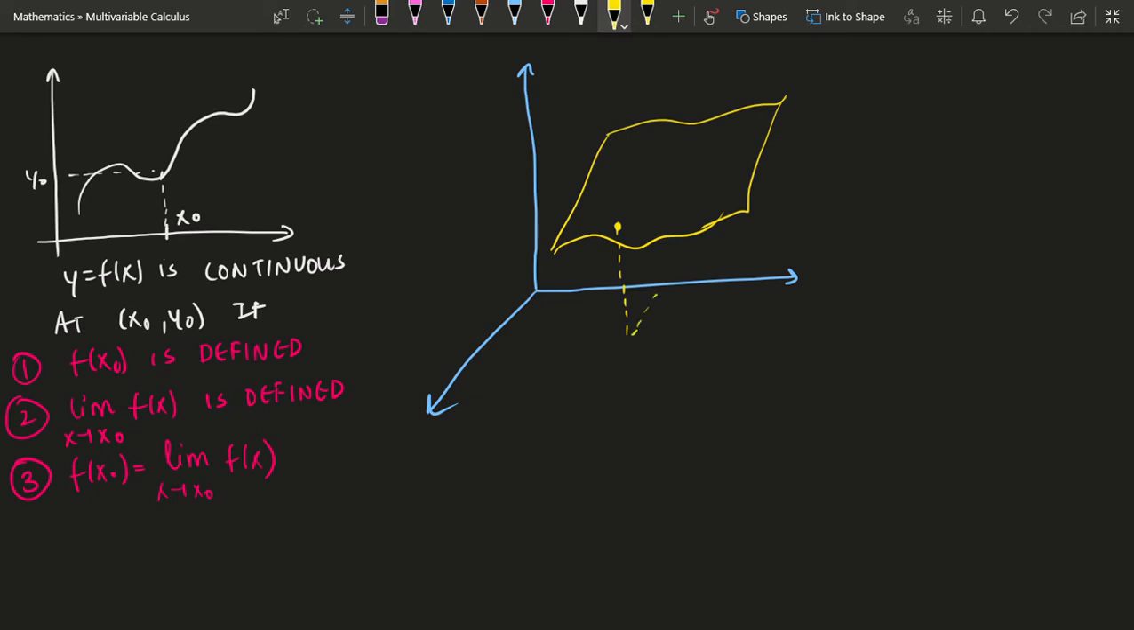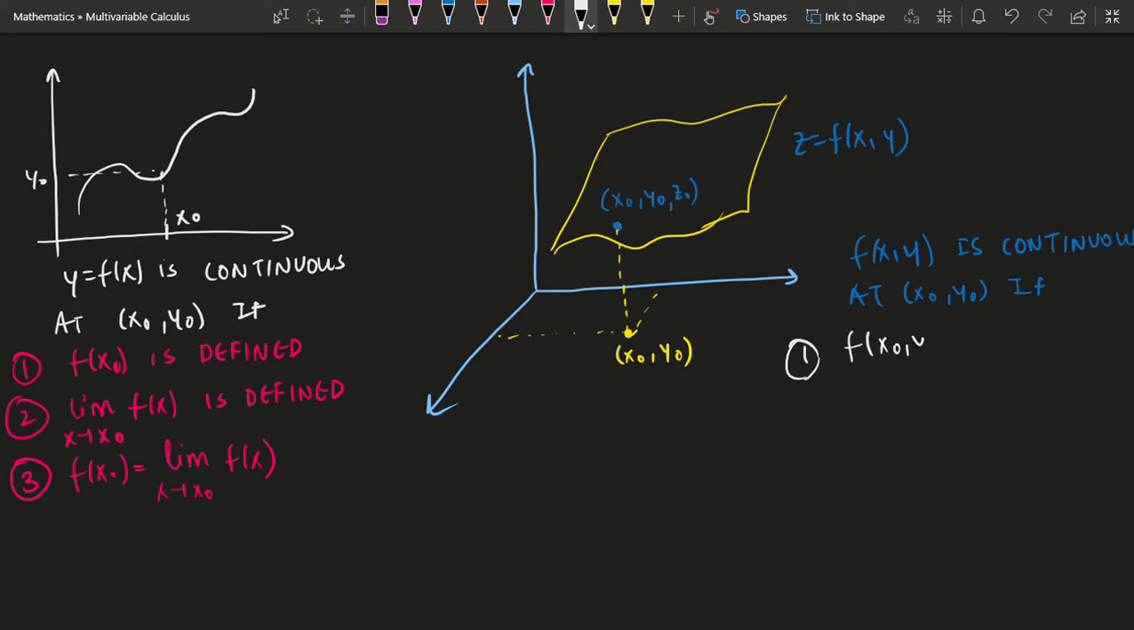And let's say we take a point x naught, y naught, and we find the value of that point, its image on the curve, and let's say that is z naught. So in this case f of x, y would be continuous at x naught, y naught if, number one, f of x naught, y naught is defined, and number two, the limit as x comma y approaches x naught, y naught of f of x, y is also defined.